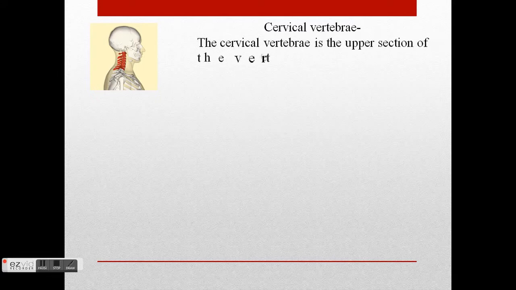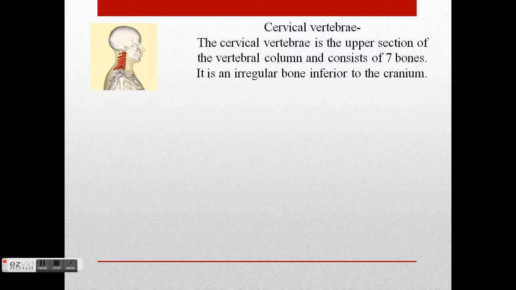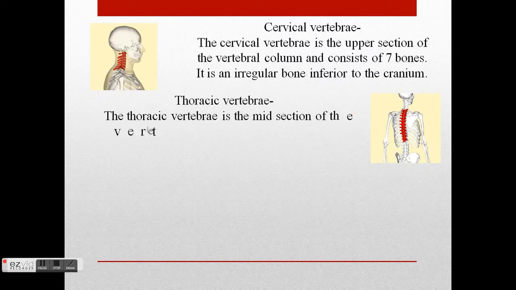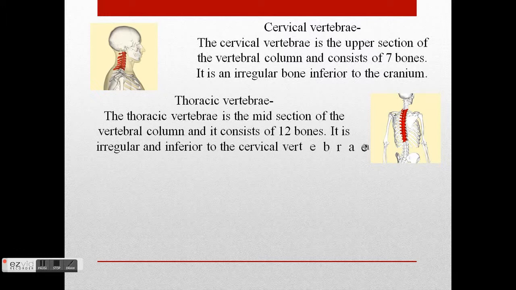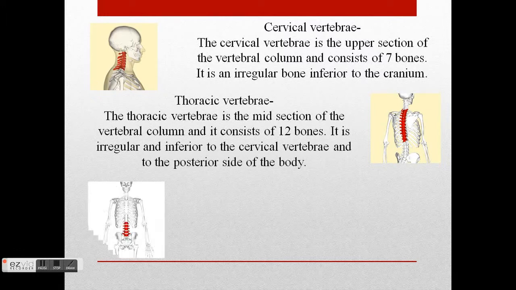The cervical vertebrae is the upper section of the vertebral column and consists of 7 bones. It is an irregular bone inferior to the cranium. The thoracic vertebrae is the midsection of the vertebral column and it consists of 12 bones. It is irregular and inferior to the cervical vertebrae to the posterior side of the body.